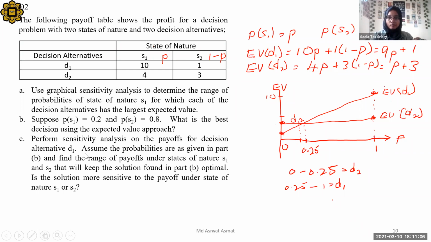The last one is to perform sensitivity analysis on the payoff for decision alternative D1. Actually, you already did it, indirectly. I'm asking you a question: at what probability value is your decision most sensitive? You already answered this question.